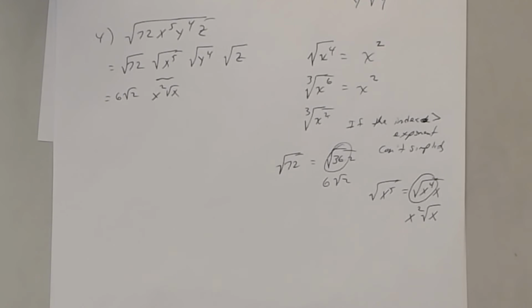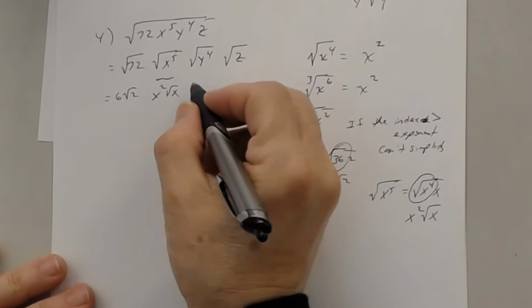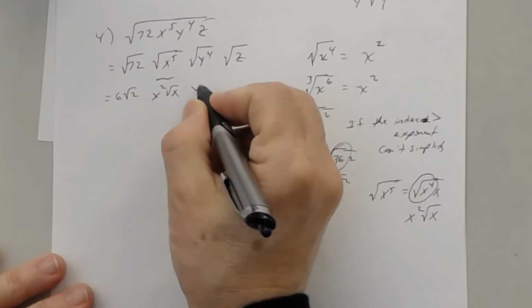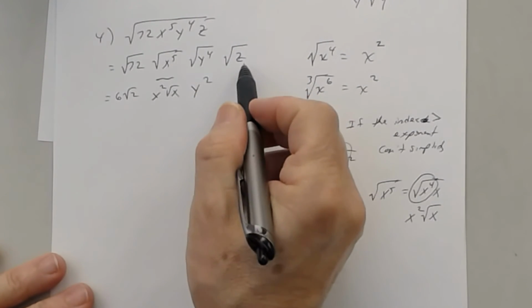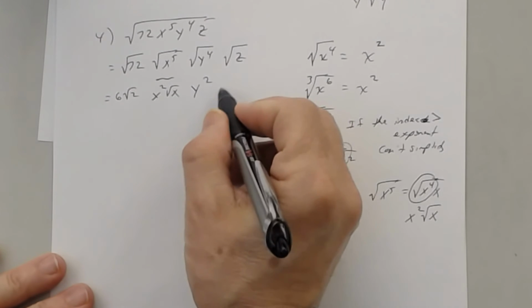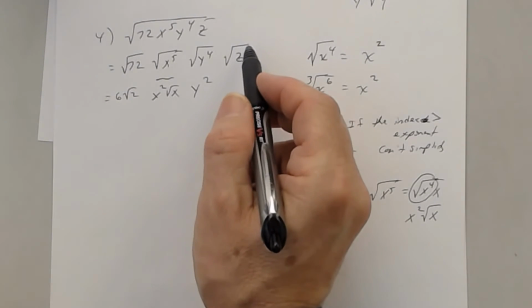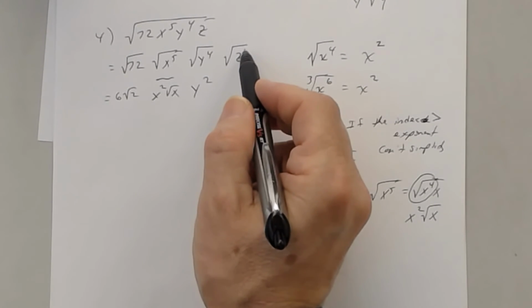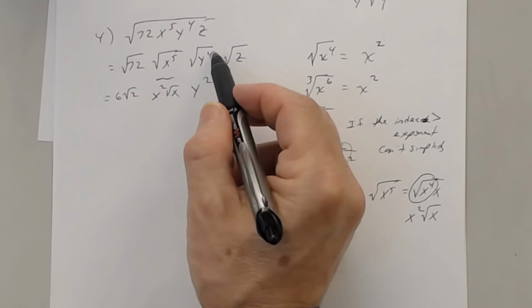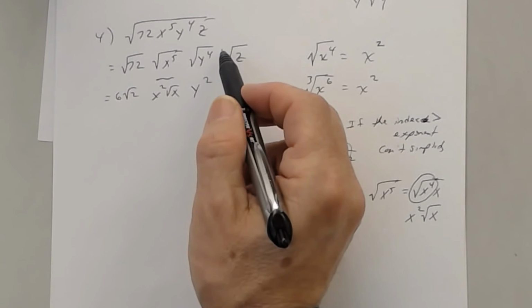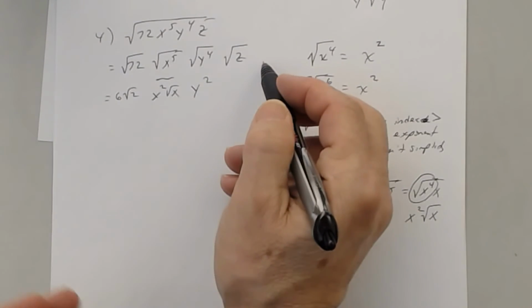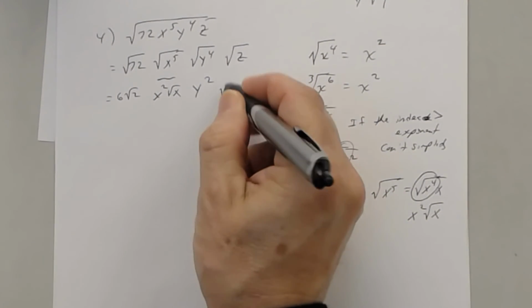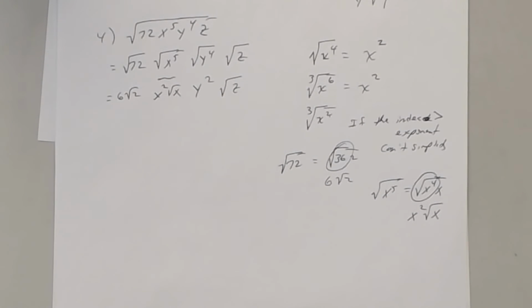Square root of y to the 4th, that's easy. What is it? Y squared. Can I simplify the square root of z? No, because the exponent, which is what number? 1, is less than the index, which is 2. Or the index is greater than the exponent. But it's just square root of z, right?